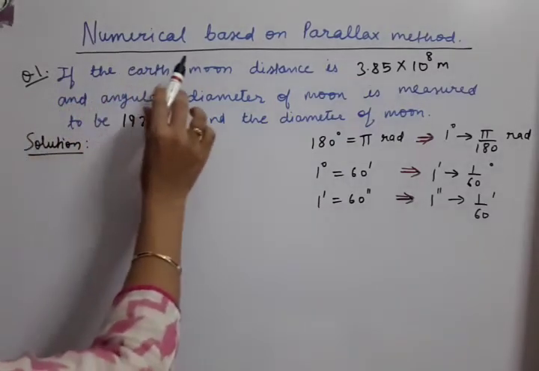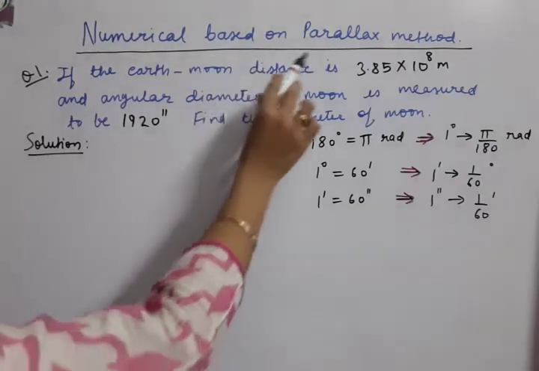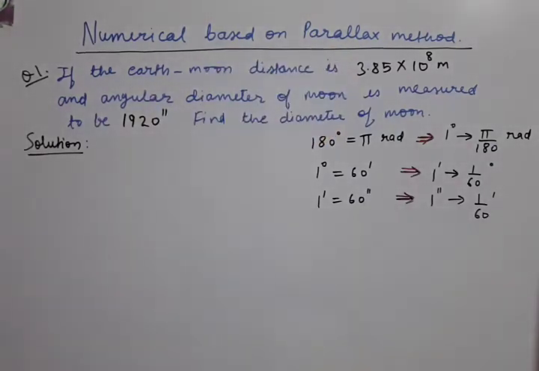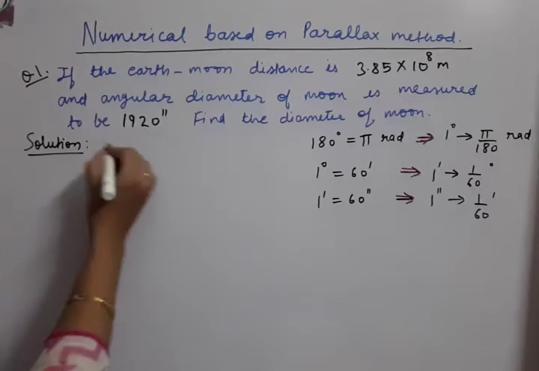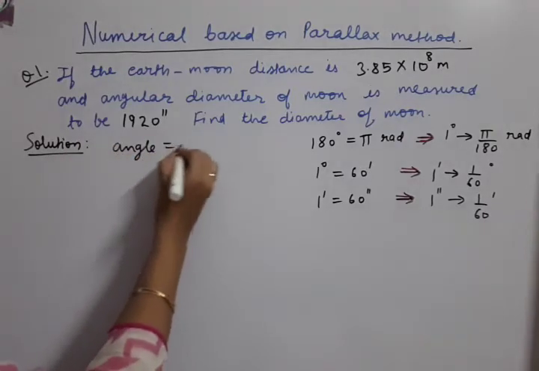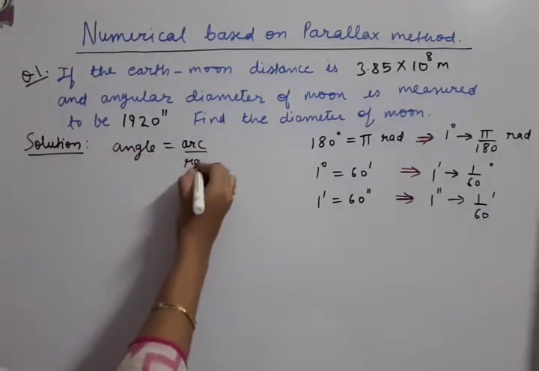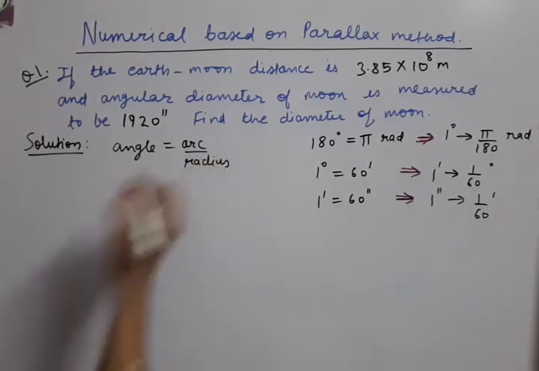Students, let us practice some numericals on the parallax method. Okay, so here we have a question. The parallax method is mainly used to find the distances of astronomical objects using the formula angle equal to arc upon radius. Okay, this formula we use in the parallax method.